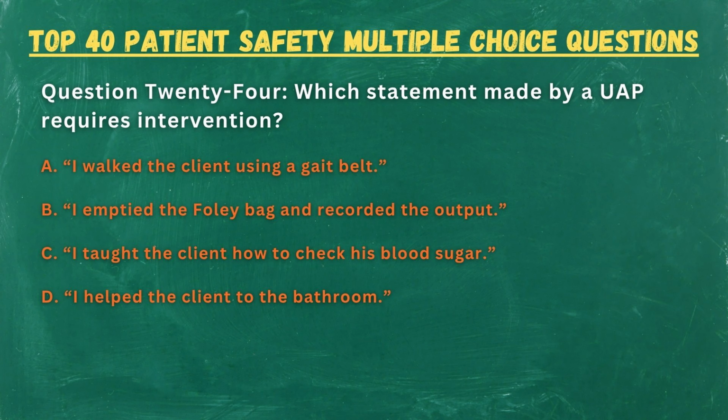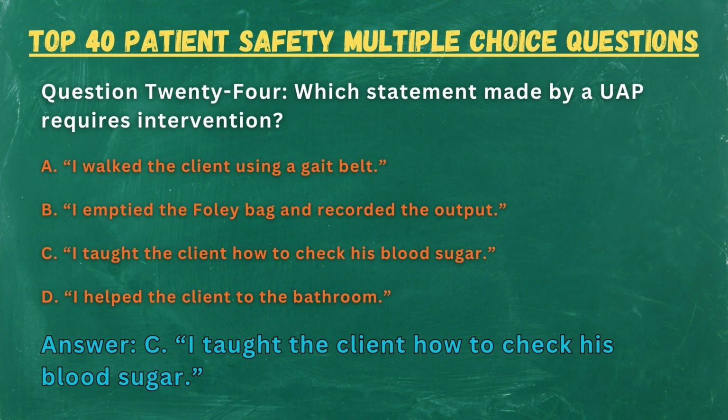Question 24. Which statement made by a UAP requires intervention? A. I walked the client using a gait belt. B. I emptied the Foley bag and recorded the output. C. I taught the client how to check his blood sugar. D. I helped the client to the bathroom. Answer: C. I taught the client how to check his blood sugar.